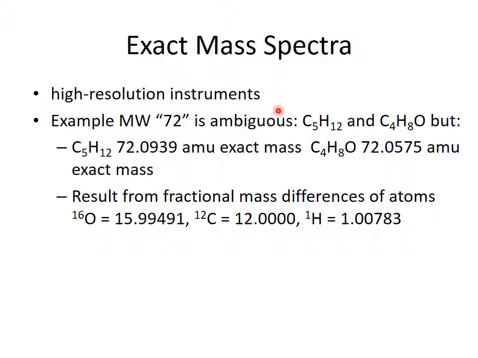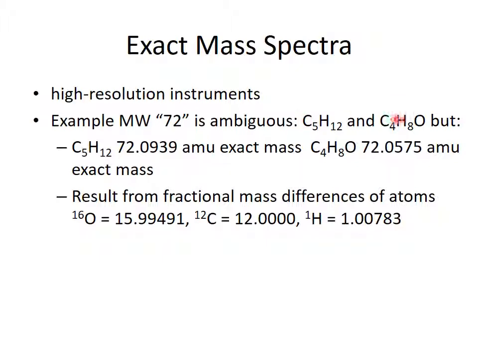High-resolution mass spec actually weighs the molecular ion to a very, very precise mass. And so you can actually determine the difference between molecular weights that are 72, 1 digit. On an average mass spec, you have significant digits only to the units place.